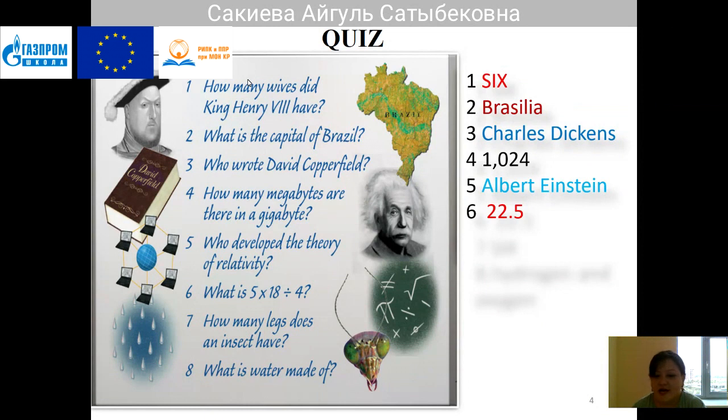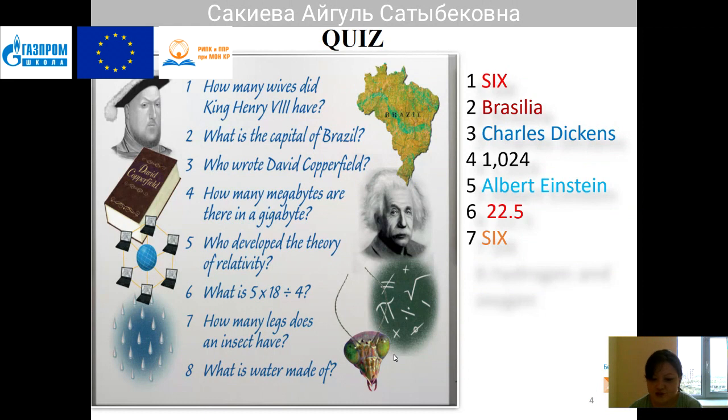Question 7, sorry. How many legs does an insect have? Do you know what insect means? This is an insect. You see, a mosquito is an insect. Spiders are insects. How many legs? 6, 8, 6. More answers? Could you give more answers? 9. Okay, let's check the answer. The answer is 6. Yes. Good job for those people who found the correct answer.